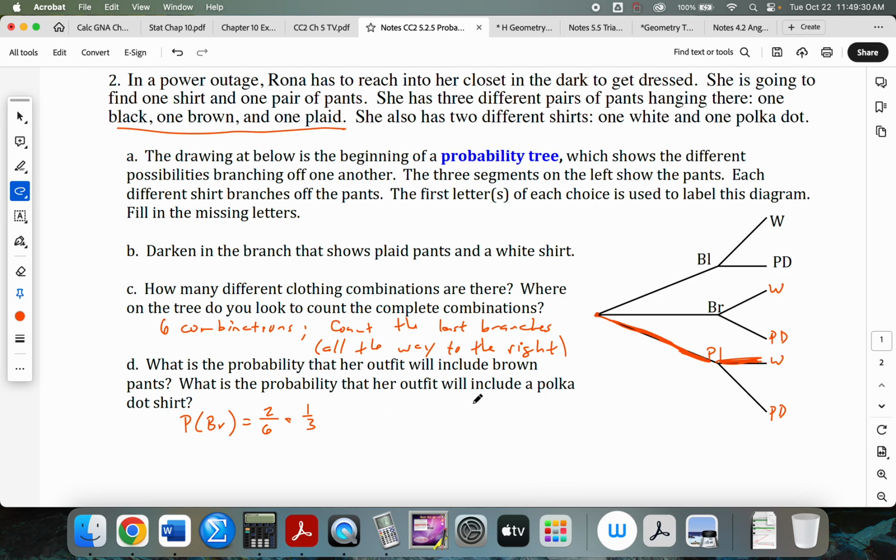What's the probability that her outfit will include a polka dot shirt? Well, let's look at these. This one's a polka dot shirt, this one's a polka dot shirt, this one's a polka dot shirt. That's 3 out of 6, which is 1/2, which again makes sense. She's choosing 1 of 2 shirts.